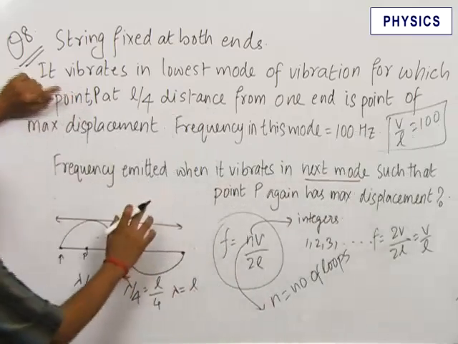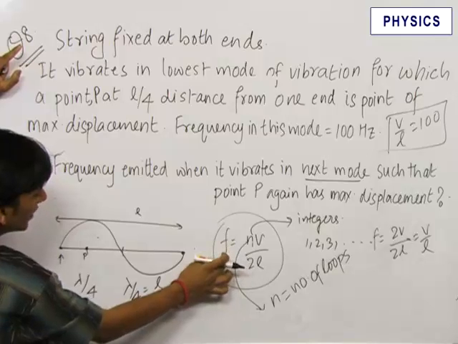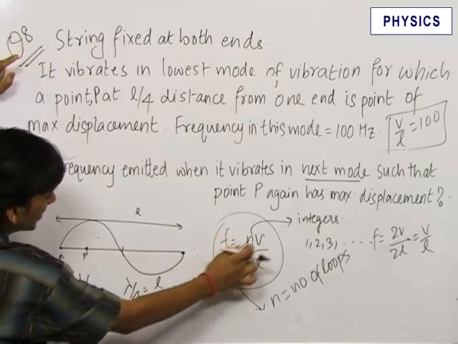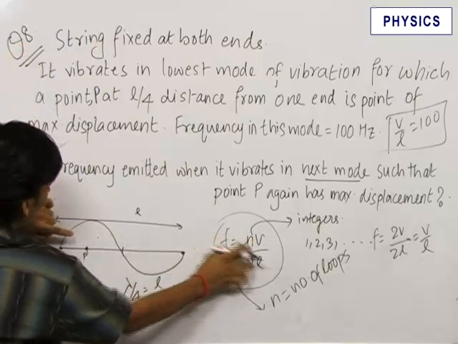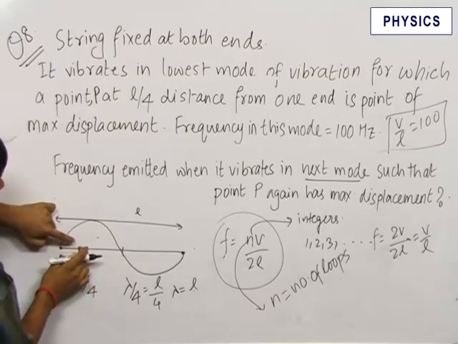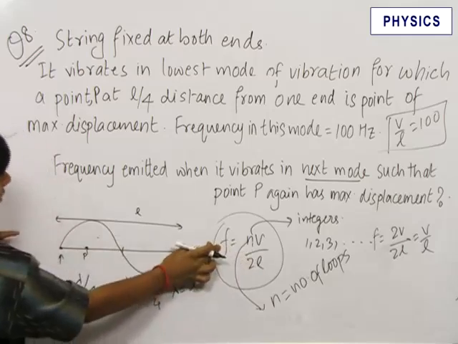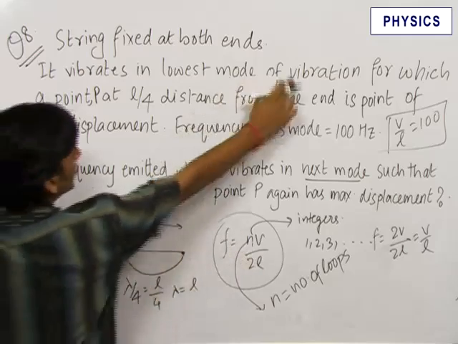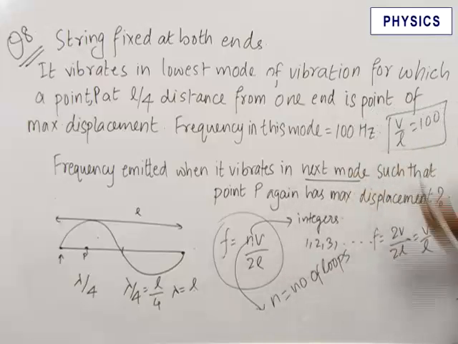What you needed to realize was that for the lowest mode of vibration, the frequency had to be lowest. For the frequency to be lowest, the number of loops had to be lowest, and for the number of loops to be lowest, this should have been the first antinode. If this wouldn't have been the first antinode, there would have been more loops, the frequency would have increased, and that would not have been the lowest mode of vibration. So for the lowest mode, the number of loops is 2, and that gives us v upon L equal to 100 Hz.